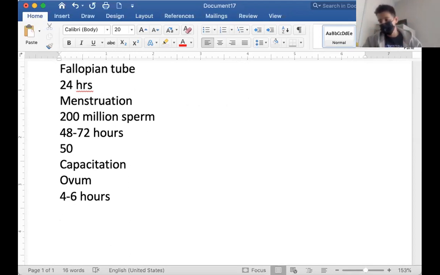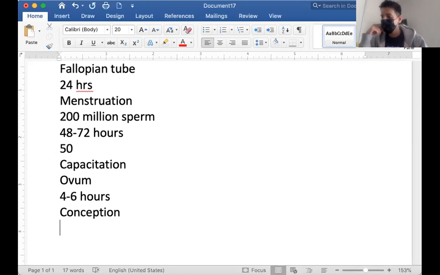So conception, and that is the first word. Conception or fertilization is the moment that the sperm enters the ovum's covering and reaches its nucleus, marking the beginning of pregnancy. So we talked about what fertilization is. When the sperm meets the egg, another word for fertilization is conception. You have to know that.